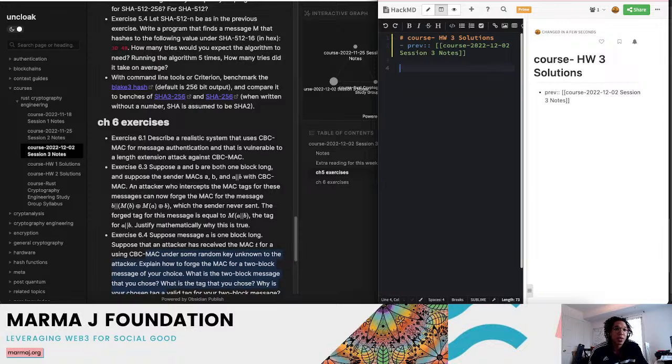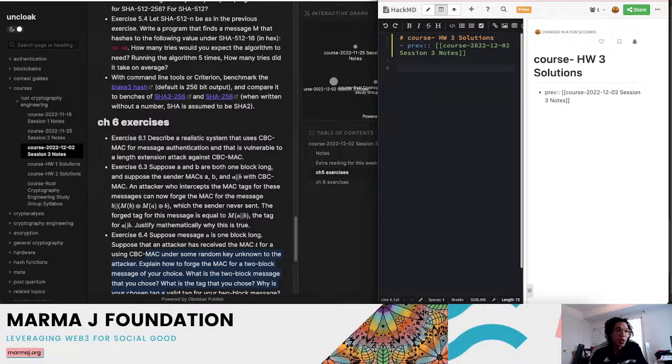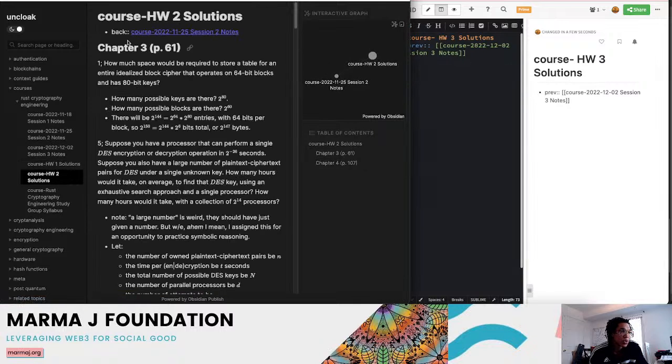Whoops, that's not correct either. And then we have notes, but in the actual one, yeah, session 2 solution went to session 2 notes. So session 3, homework 3 solution should go to session 3 notes. That makes sense. And then we literally just started with the answers. There was nothing else there.